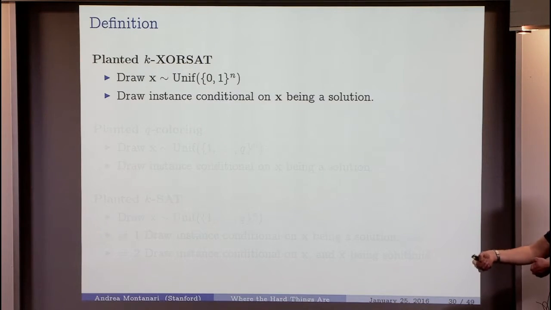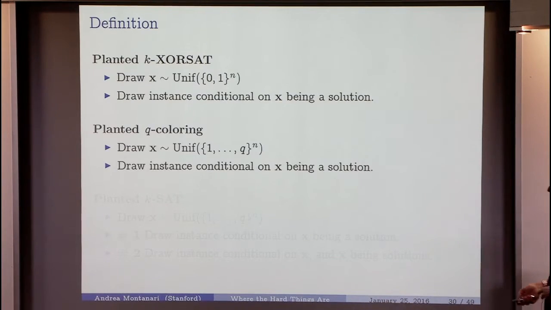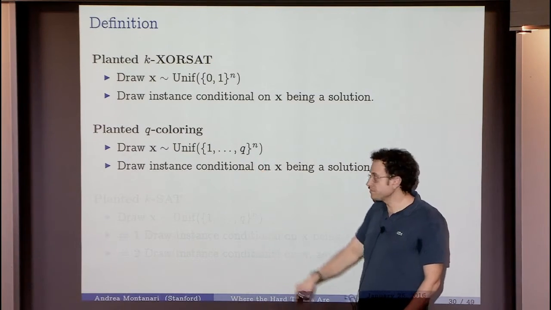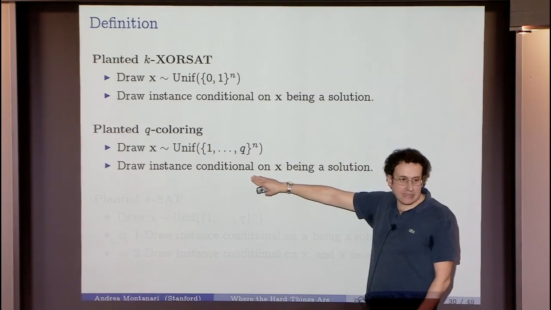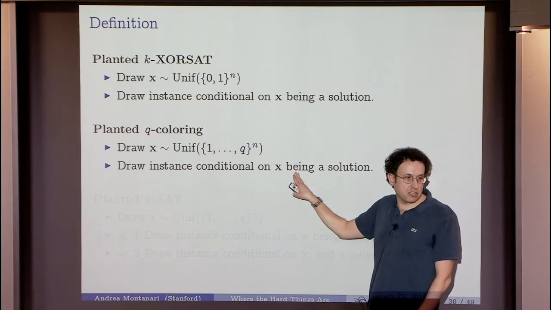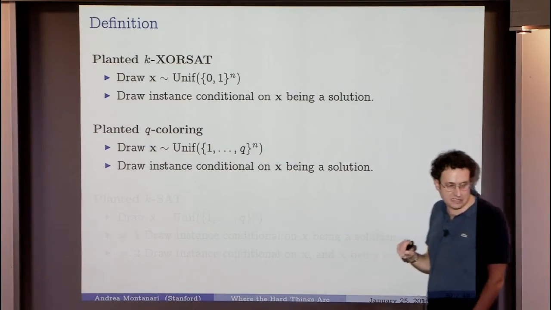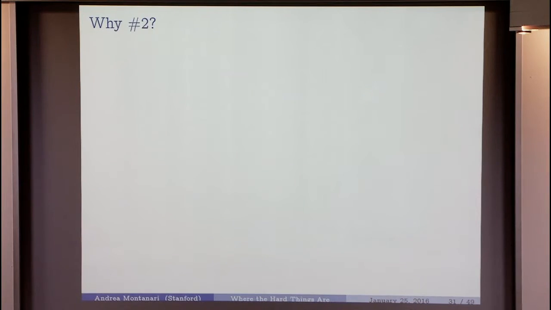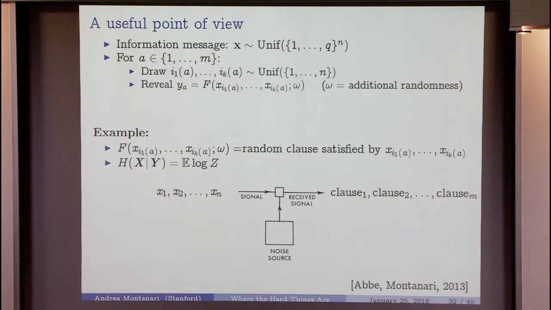You first generate one solution, one vector in your space, one assignment, and then you generate the formula uniformly at random, conditional on that being a solution. For instance, in the case of coloring, you draw a vector in the space uniformly at random, and then you draw an instance uniformly conditional on X being a solution of that instance, uniformly among all graphs that have the same number of edges. And then you can do the same for planted k-SAT, etc.